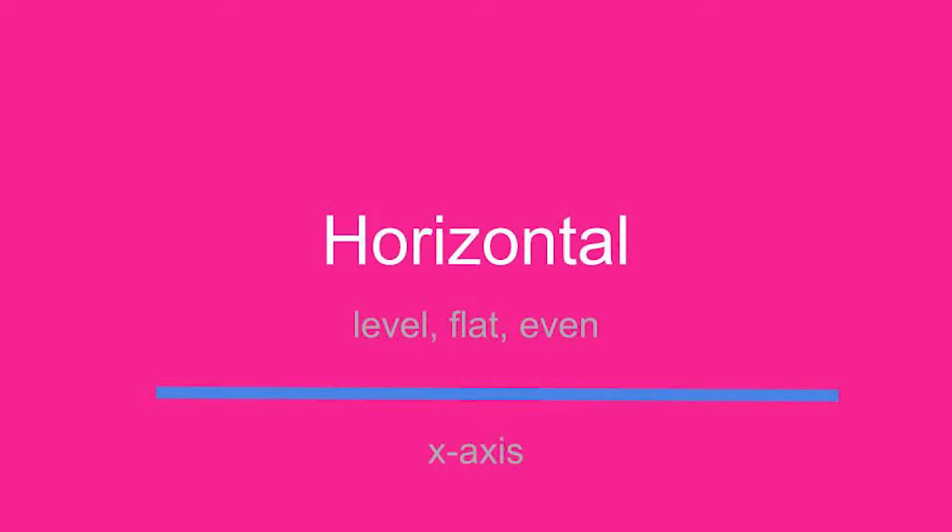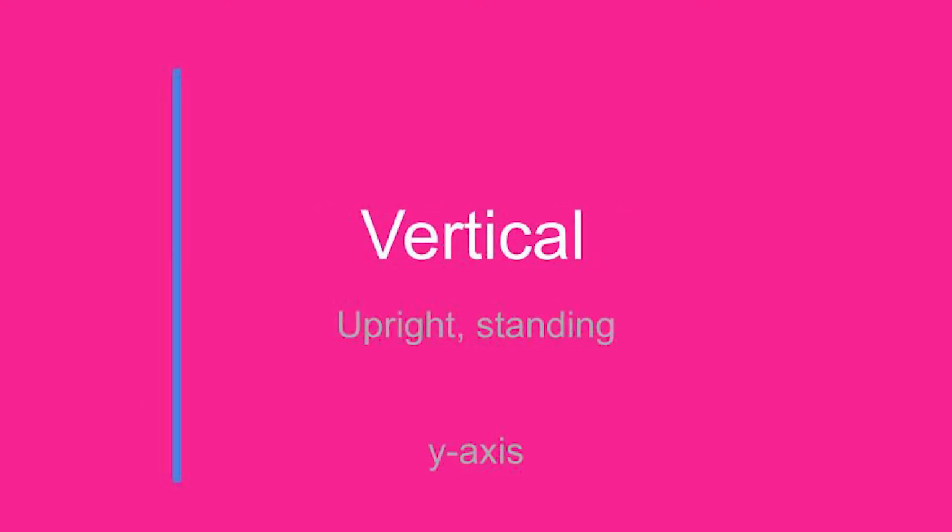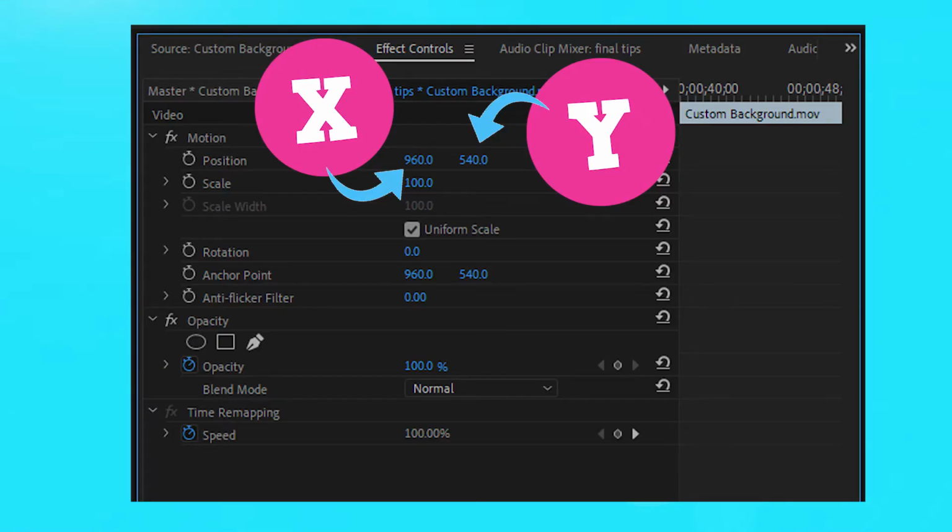Horizontal is your x-axis. It's level, flat, even. Vertical is your y-axis. It's upright or standing. Remember it by thinking Miss Sewell doesn't like it when you shoot vertical video on your phone. And just like in math, if you're looking at a position of a video or image or anything else, the x-axis is the first number in the position and the y is the second number, always.